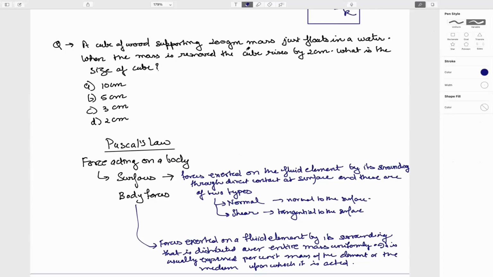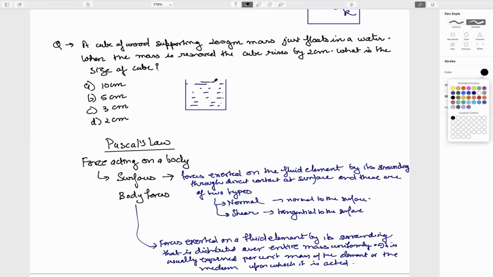A cube of wood supporting a 200-gram mass just floats in water. So there is water and a cube that is completely immersed according to the question. This is a cube and above it there is a 200-gram mass. So this is the configuration at t equals 0. When the mass is removed, the cube rises by 2 centimeters. What is the size of the cube?